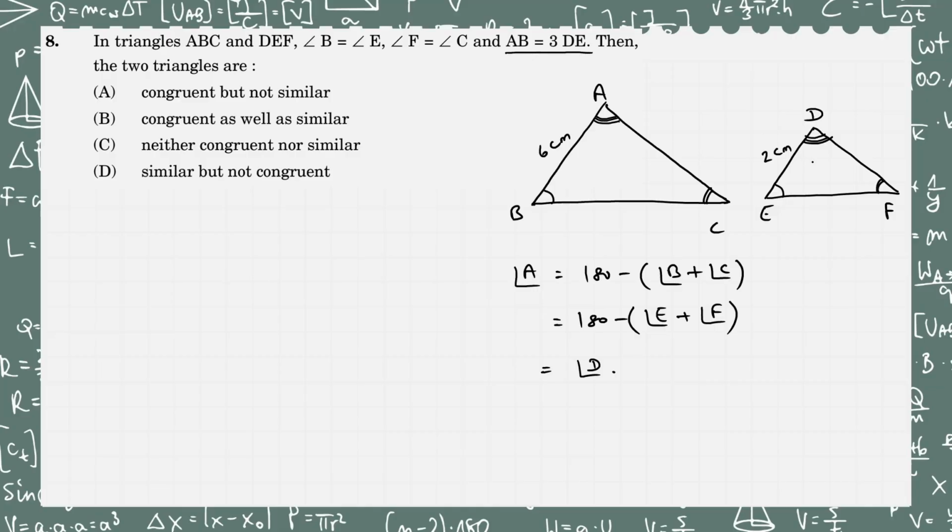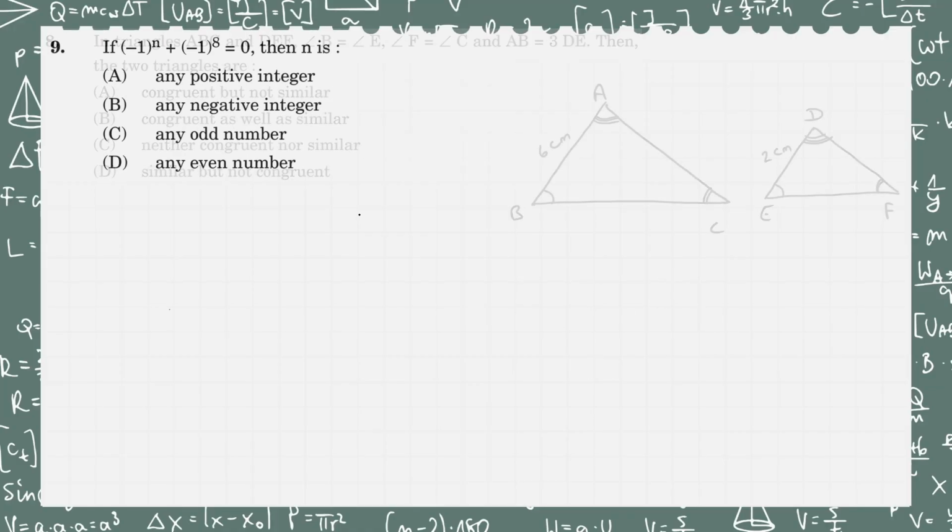So, both triangles have all angles same, but their sizes are not the same. So, we cannot say they are congruent, because in congruency the sizes also should be the same, but here the sizes don't match, right? So, similar but not congruent will be the correct choice for this. So, option D is the correct answer. Let's move on to the next sum.